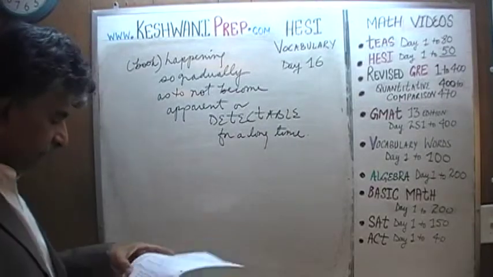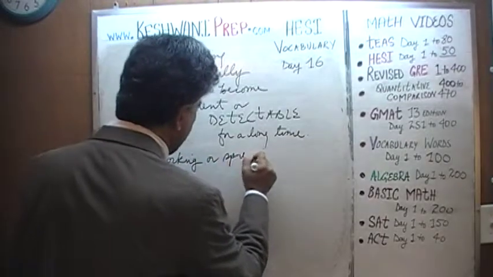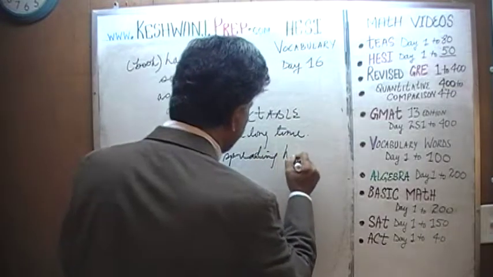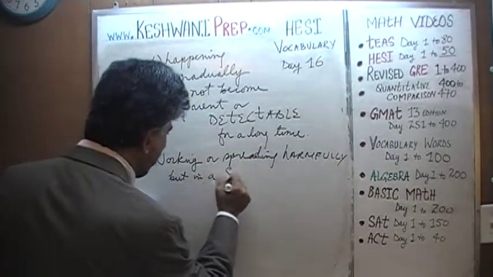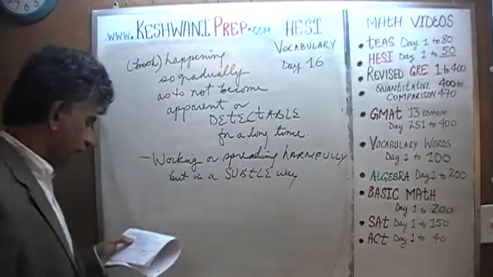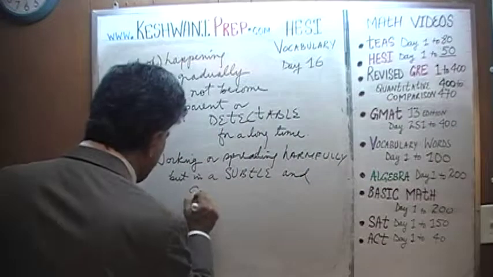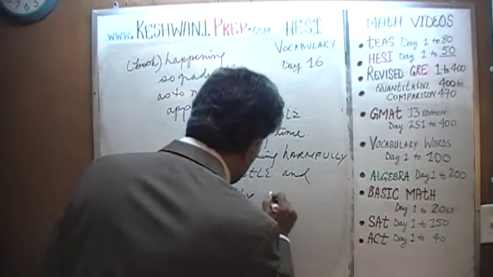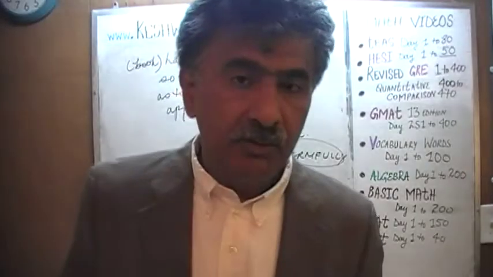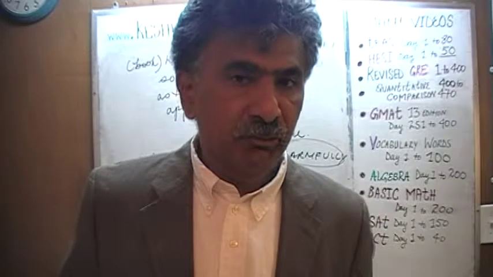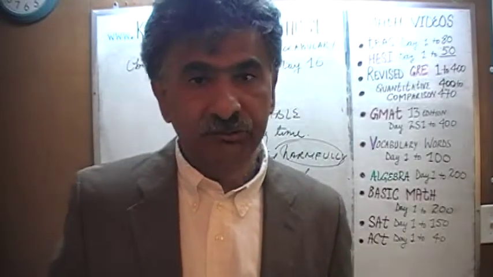Let's put down the definition slightly differently. Insidious simply means working or spreading, usually harmfully, but in a subtle and stealthy manner. It's harmful, it starts out, but it's very difficult to detect, it's very difficult to find out that it's going on, because it happens so gradually, in such a stealthy manner. Such a scenario is said to be insidious, such as cancer.